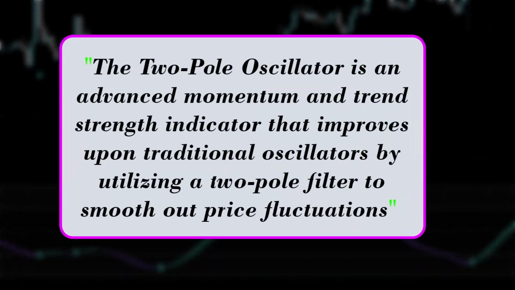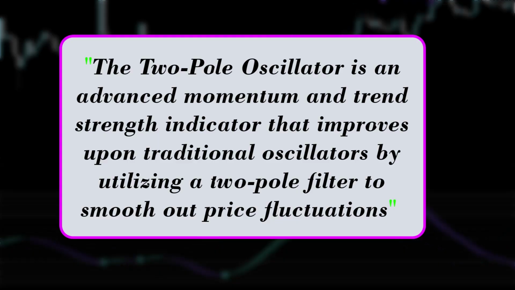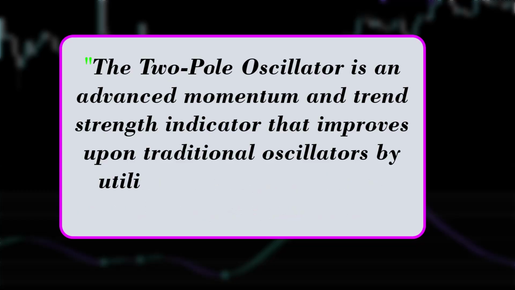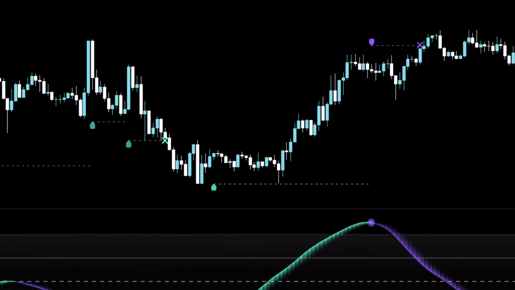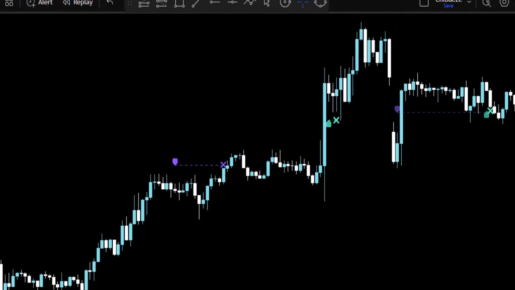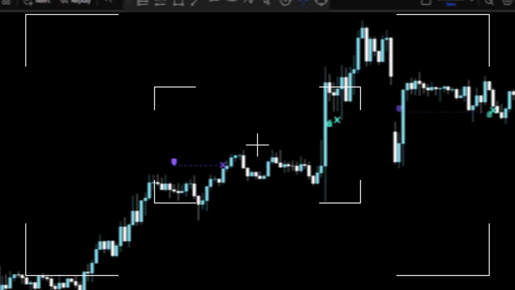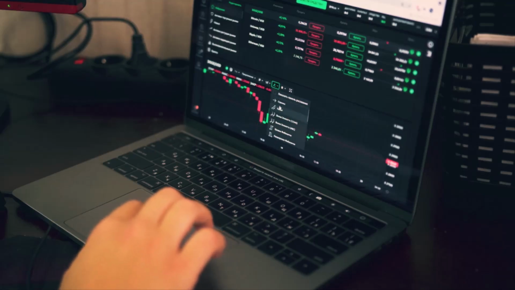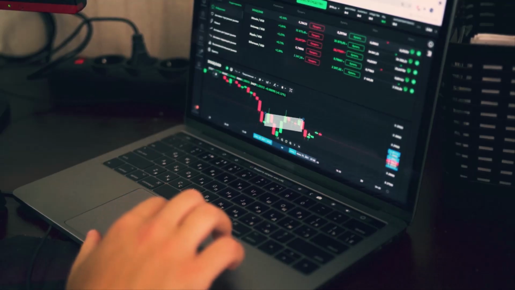Now this two-pole oscillator is an advanced momentum and trend strength indicator that improves upon traditional oscillators by utilizing a two-pole filter to smooth out price fluctuations. This filtering process helps minimize noise, providing clearer signals and more reliable insights for traders. By refining market signals and reducing unnecessary fluctuations, the two-pole oscillator aims to provide traders with more actionable and precise data, helping them make informed trading decisions.